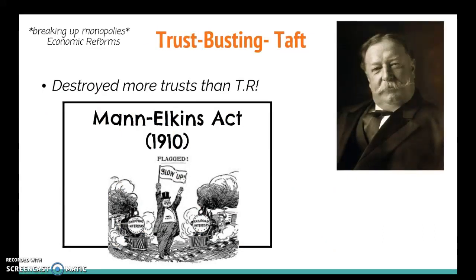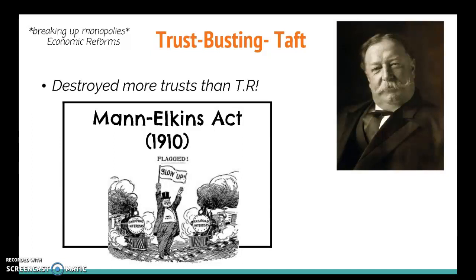Our next trust-busting president is William Howard Taft. Taft continued many of Roosevelt's policies. He was also a conservationist like Roosevelt and worked to protect the national forests, and we'll talk more about some conservation efforts in a second. He also prosecuted almost twice the number of antitrust cases as Teddy Roosevelt, so he comes down very hard on monopolies operating at this time.